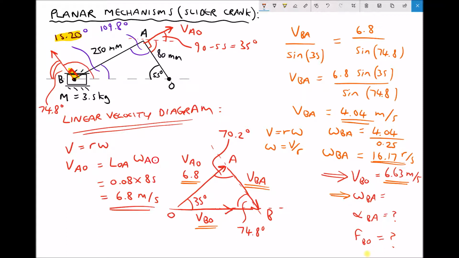Okay, once again I'm going to transfer that answer into the bottom right hand corner, and then I'm going to clear some space so that we can produce our acceleration diagram and find our remaining two parameters, the angular acceleration of B relative to A and the force required to move the slider B relative to the origin.